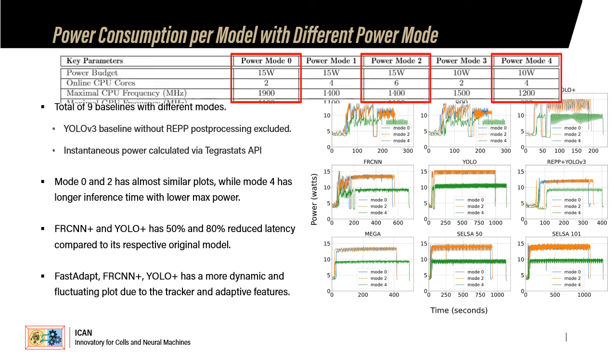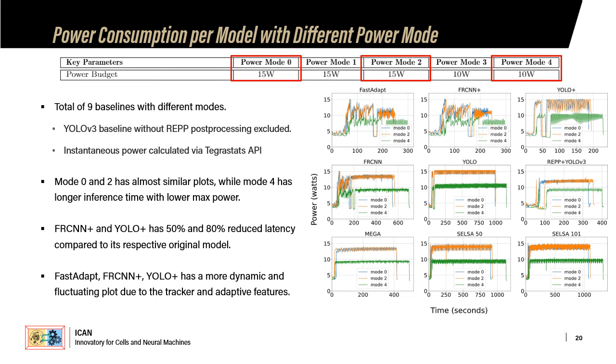FRCNN Plus and YOLO Plus have 50% and 80% reduced latency compared to their respective original models. Also, FastAdapt FRCNN Plus and YOLO Plus have a much lower total inference time and a more dynamic and fluctuating plot, which could be due to the tracker and adaptive features that do not use the GPU intensively.